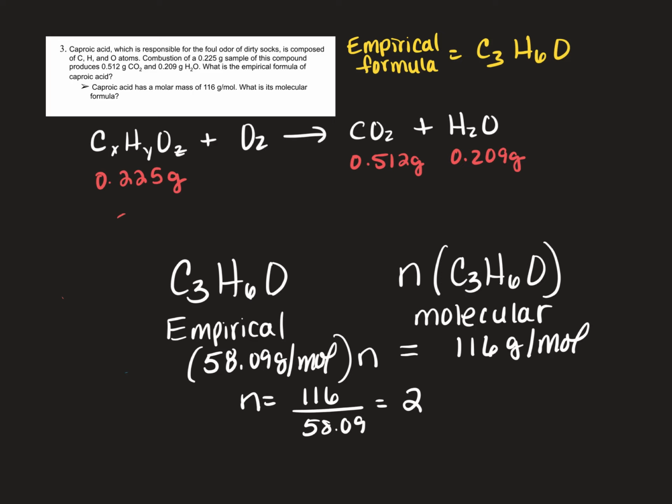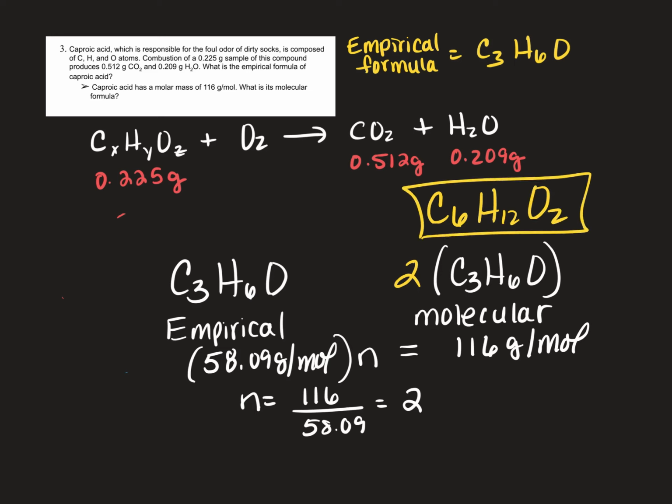So that means that this value goes from n to 2. So if I take that and I multiply that by 2, I get C6H12O2. And that is my molecular formula. Okay? So what I'd like you to do is we're going to go to the next one. And I want you to pause the video, and give this one a try and see what you come up with.